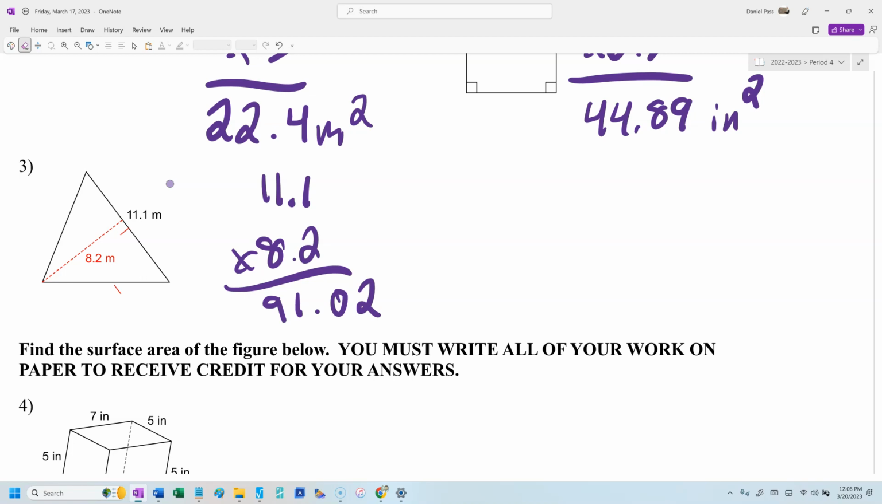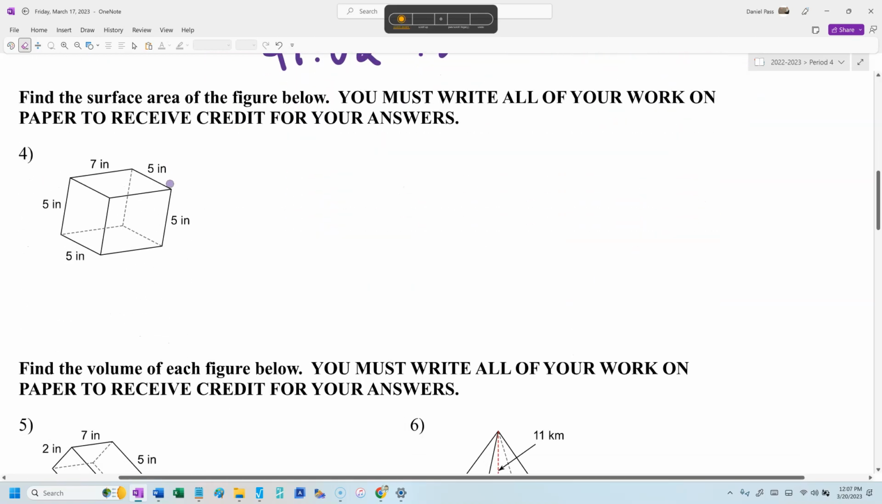And then you have to divide it by 2 since it's a triangle. Do we all agree? Yeah. That's right. 2-dimensional, divide by 2. 45.51 meters squared. Okay, let's hear it for Miss Money.